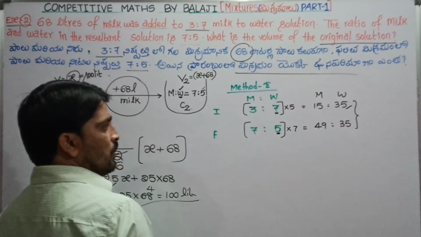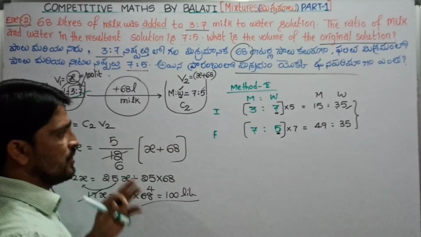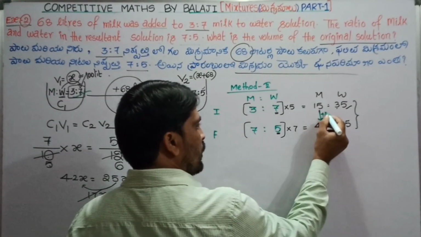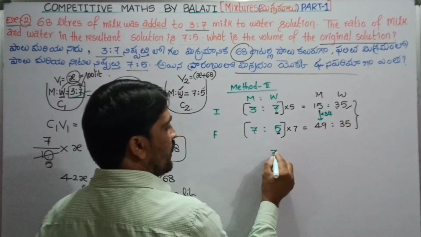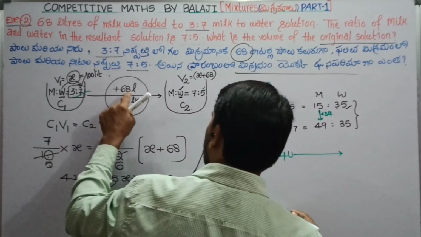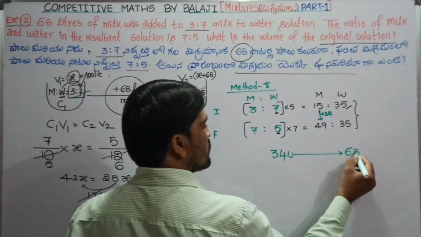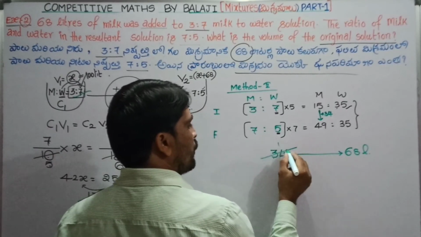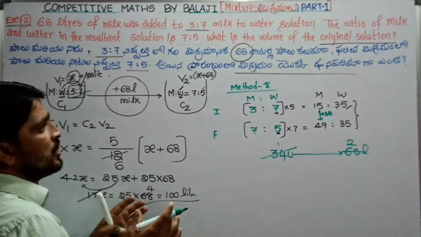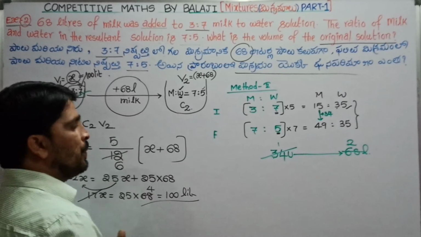Now, the water is not affected in the initial and in the final mixture. But milk is increased by 34 units. Why does it happen? Because we are adding 68 liters of milk. That is 34 units, nothing but 68 liters. Then 1 unit is equal to 2 liters. We have to find the initial volume of the mixture.